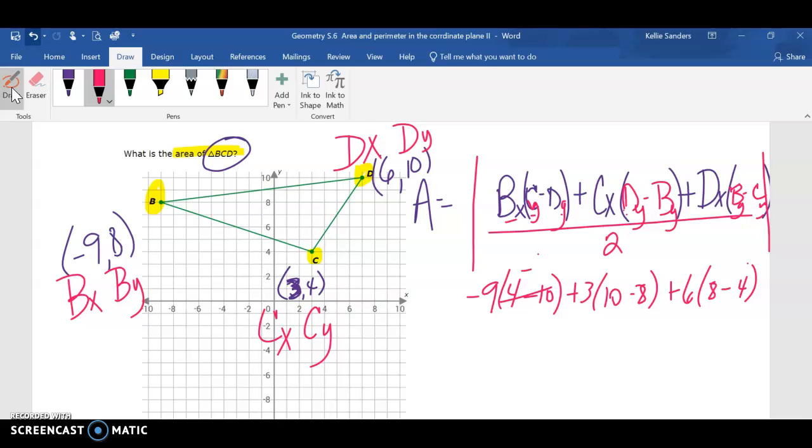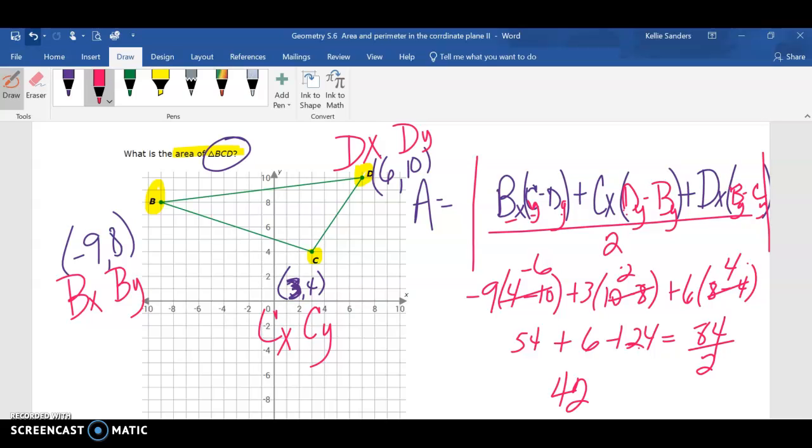4 minus 10 is negative 6, and negative 6 times negative 9 is 54. 10 minus 8 is 2, and 3 times 2 is 6. 8 minus 4 is 4, and 6 times 4 is 24. And that added together gives you 84. Then we're always going to divide by 2, and I get 42.